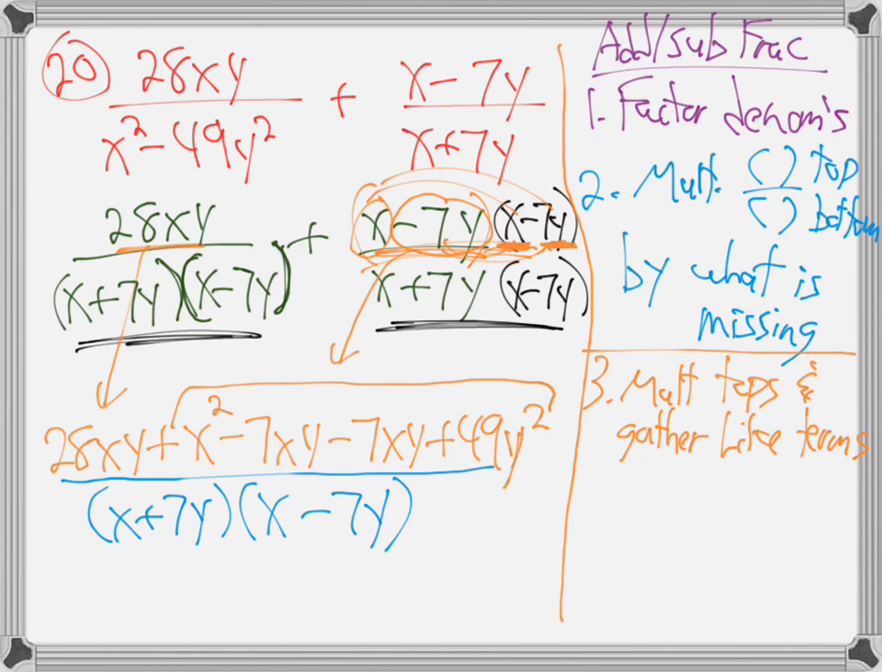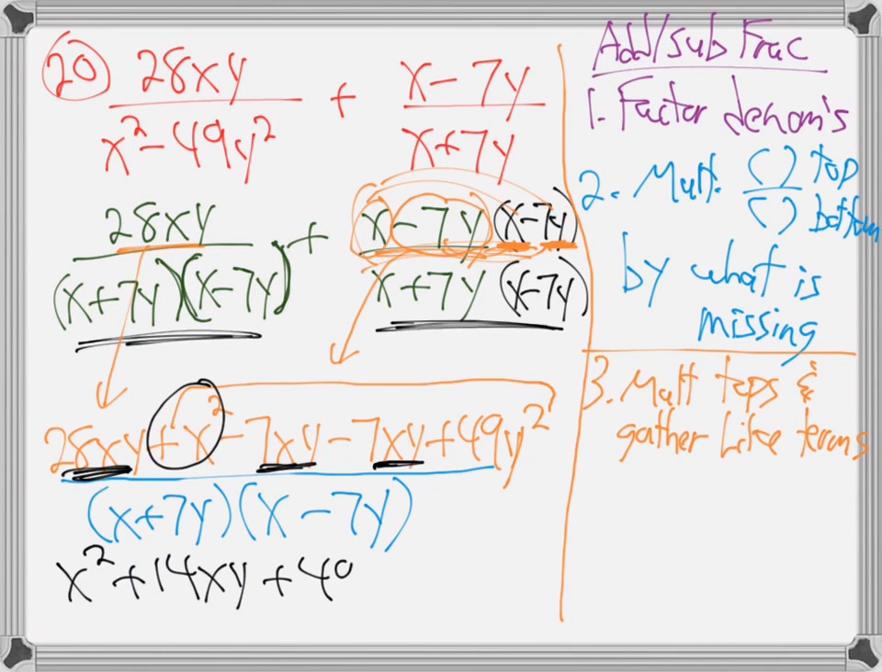Gather like terms now on the top. I'm going to start with the x squared first. Just going to put them in order from highest power to lowest. Now there's two letters, so you got to pick which letter. I'm just going to put alphabetically. X comes before y. So x squared, 28xy minus 7xy minus 7xy. That's like terms, huh? 28 minus 14, basically, is 14xy plus 49y squared over common denominator x plus 7y, x minus 7y. Are we good to there?